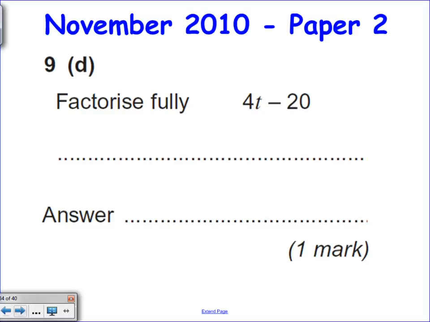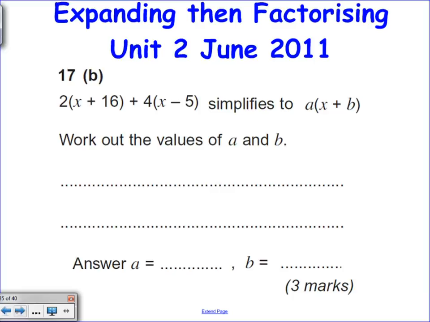Just to show you how they ask you in an exam. So question 9 in an exam says factorise fully 4t minus 20. Not going to insult you. Let's do it together. What's common to both? 4. The number 4. Okay, what do I multiply by 4 to get 4t? What do I multiply by 4 to get 20? 2 marks or 1 mark in the bag. Took about 30 seconds. Yeah? Good. Where would I start?